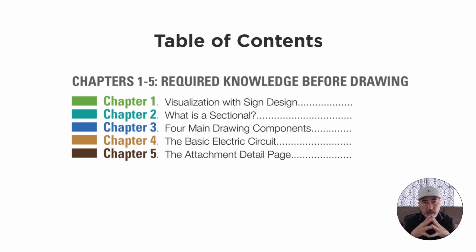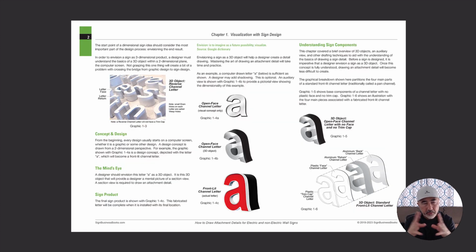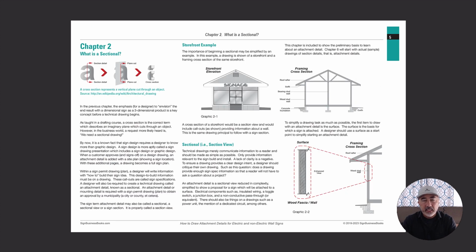Okay, so let's talk the table of contents. Chapters 1 through 5 cover some of the basic and fundamental things a designer should be aware of to get a better understanding about drawing and attachment detail. Chapter 1 covers visualization with sign design. Lots of graphics on that chapter. Chapter 2 covers what is a sectional, which is not a piece of furniture, by the way.